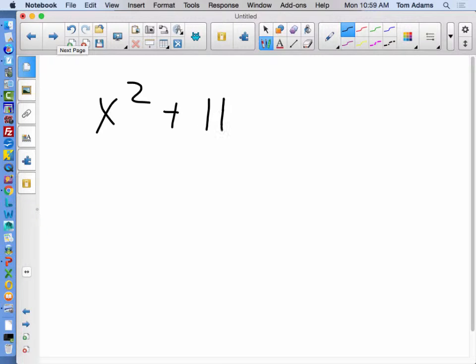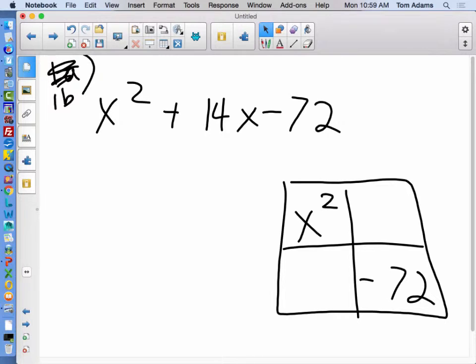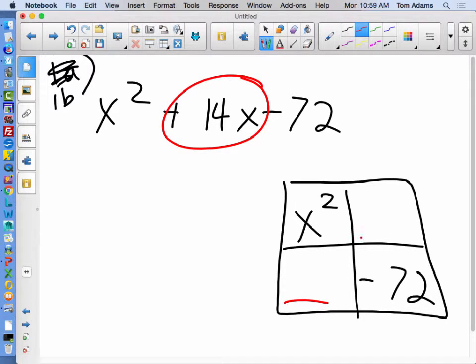Plus 14x minus 72. Now, this is still example 1, so this is like 1b, right? So here we go. Same thing. First term, x squared. Last term, 72. I've got to remember that whatever I multiply, those two terms, when I add them up, they're going to be that middle term. So I'll do the first one. x times x is x squared.